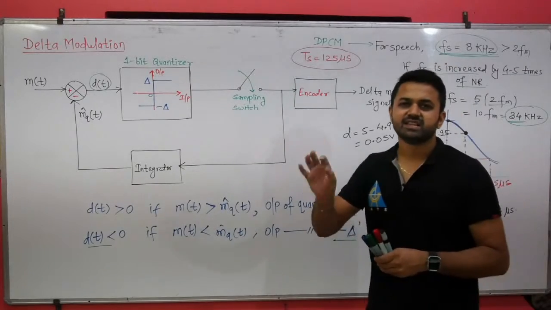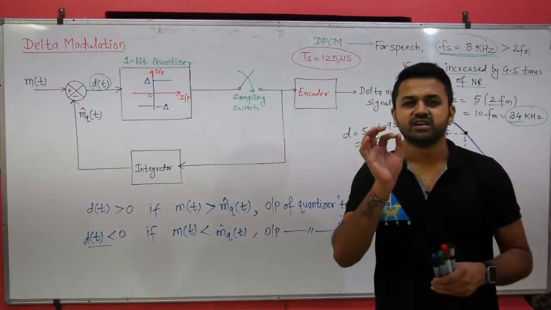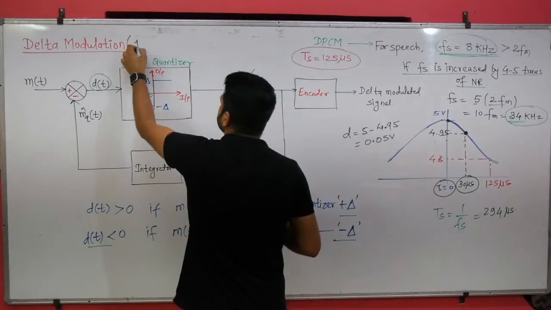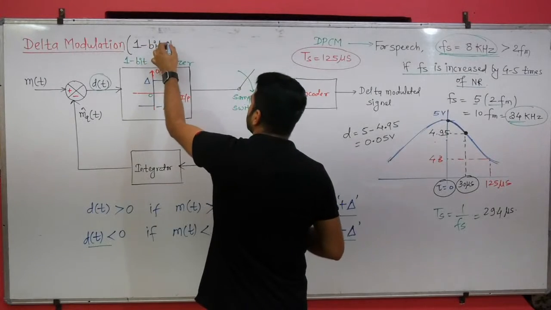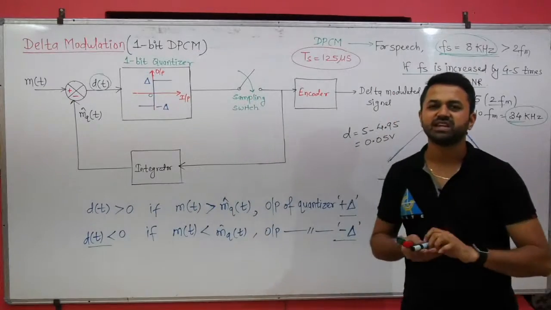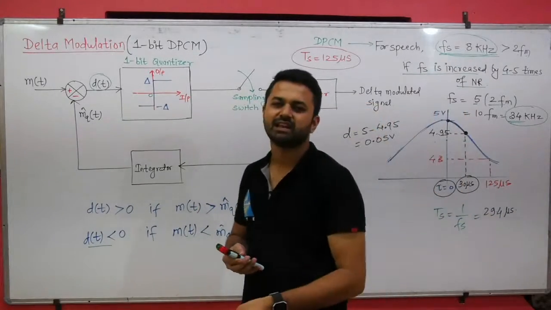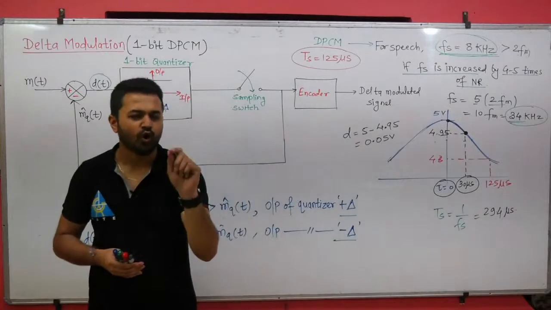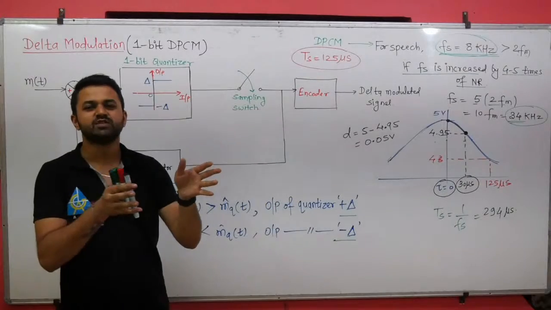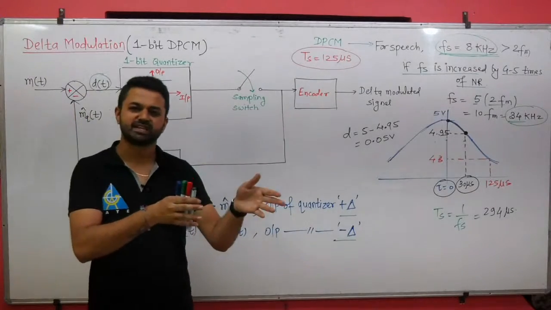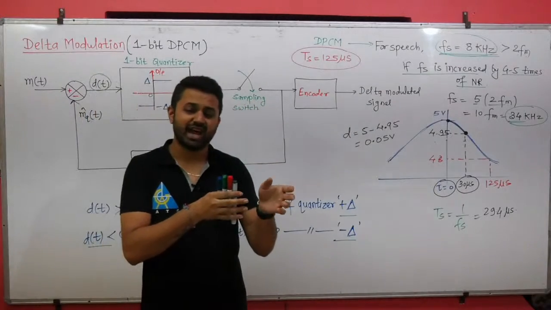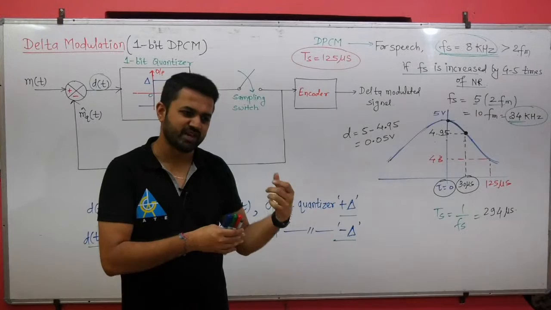That is why delta modulation is called 1-bit DPCM, because the difference between the two samples is so small that you can represent it by only 1 bit or two levels. It also reduces the bandwidth, because the number of bits is fixed, n equal to 1, and the prediction and sample difference are also very small.